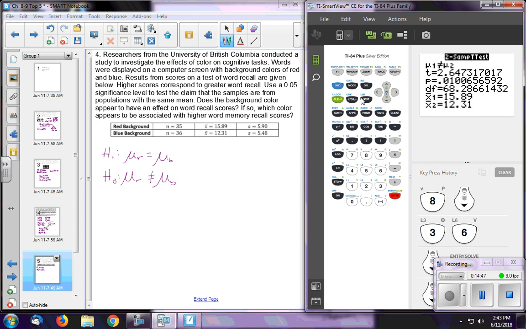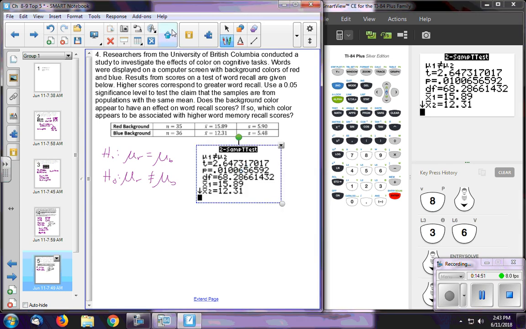Information is not pooled, so we have the results of our t-test here. Our p-value is 0.0101, which is smaller than our significance level of 0.05. Or if you prefer, you could use the test statistic functions and then find the critical value. So in this case, we see that we reject the null hypothesis.